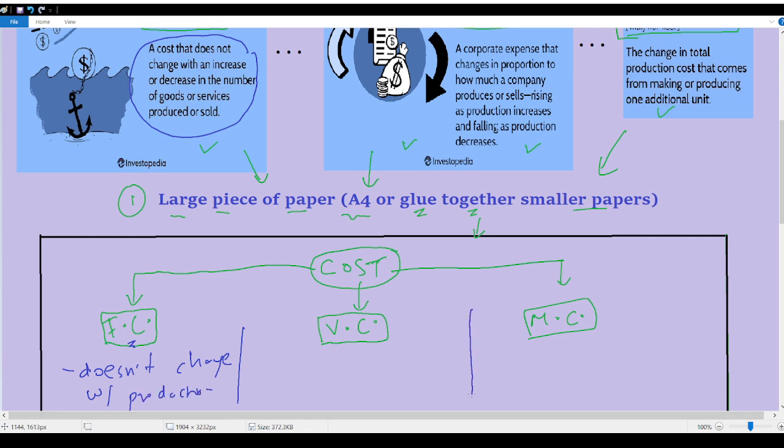And let's note down what variable cost means. Essentially, it is a cost that changes with production. And marginal cost is basically the change in total cost that results from producing one additional unit.